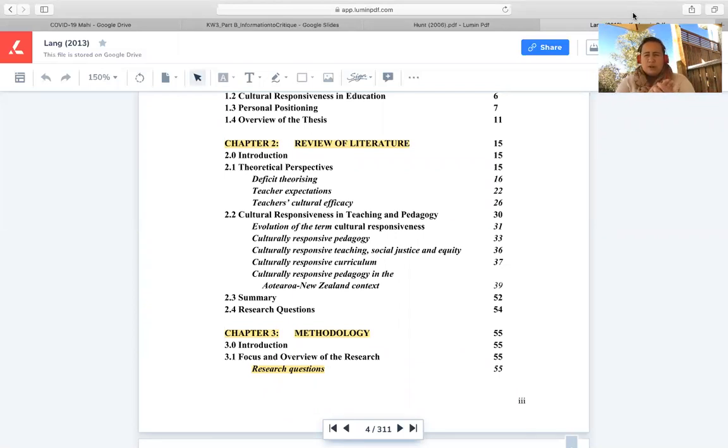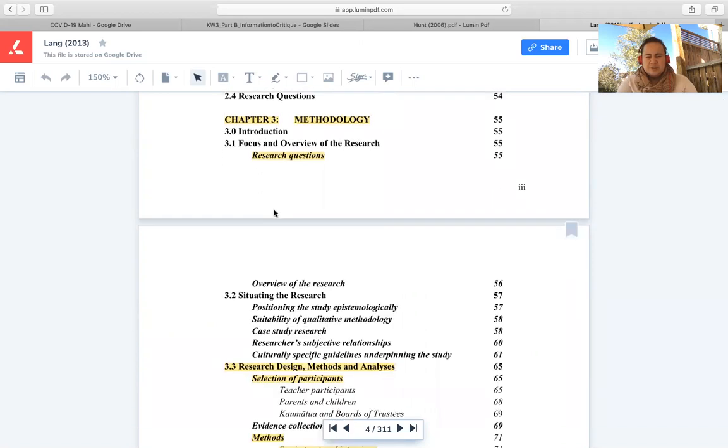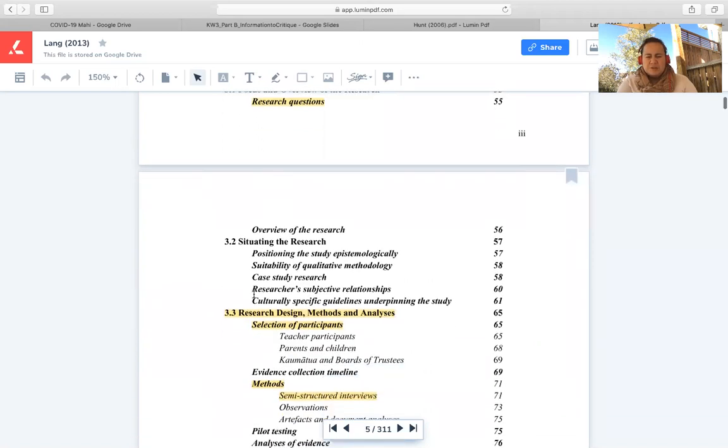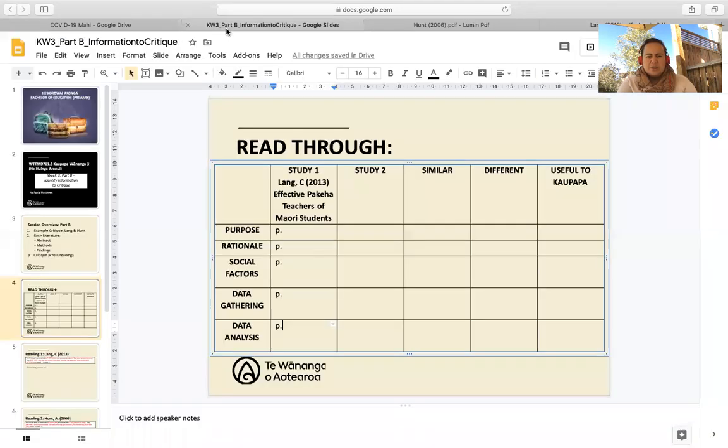So when you find one really good one, go to see what literature they reviewed and look at them, and you might want to go and read some of those further. The other thing I've already highlighted here, you can see, is the methodology, the research questions, the research design, the selection of participants. You've got here methods, the semi-structured. So even as I'm reading through here, I can already put the information in.